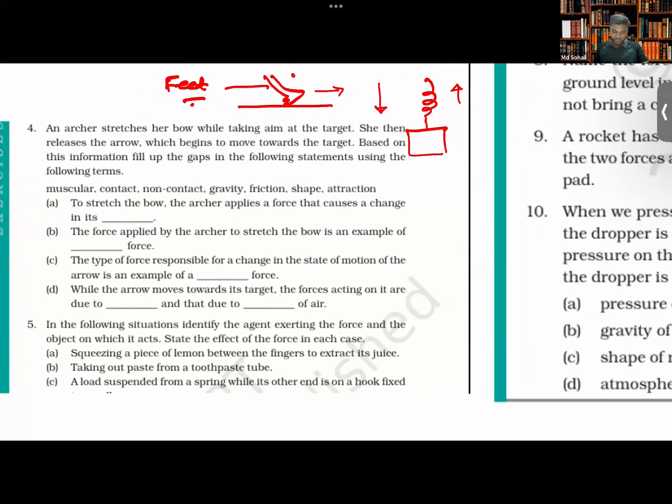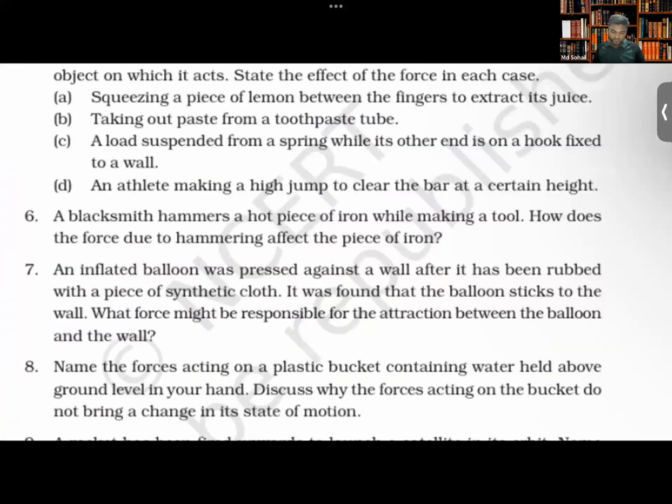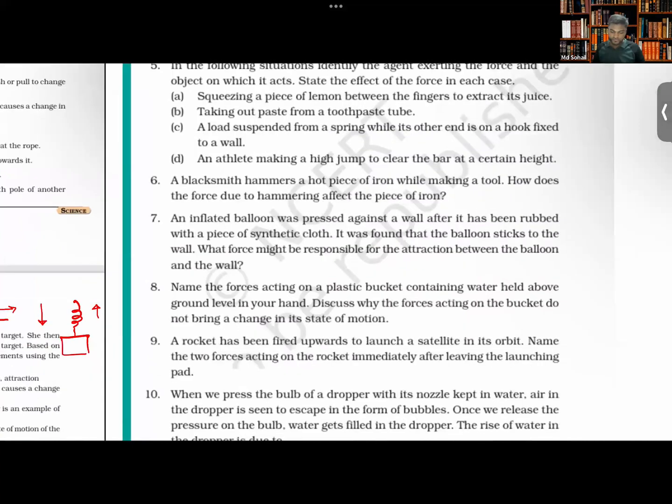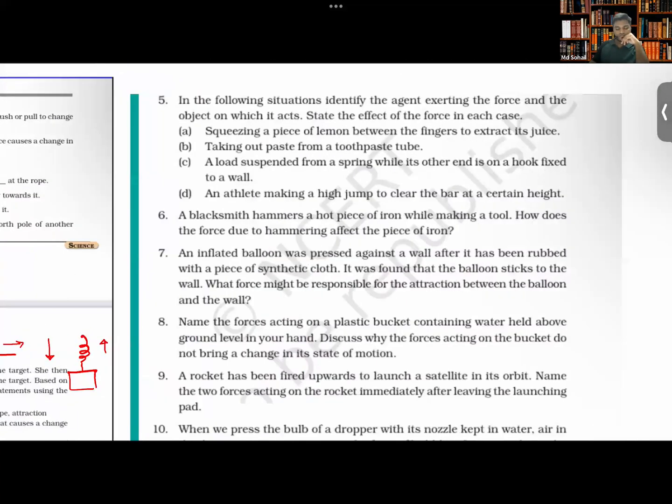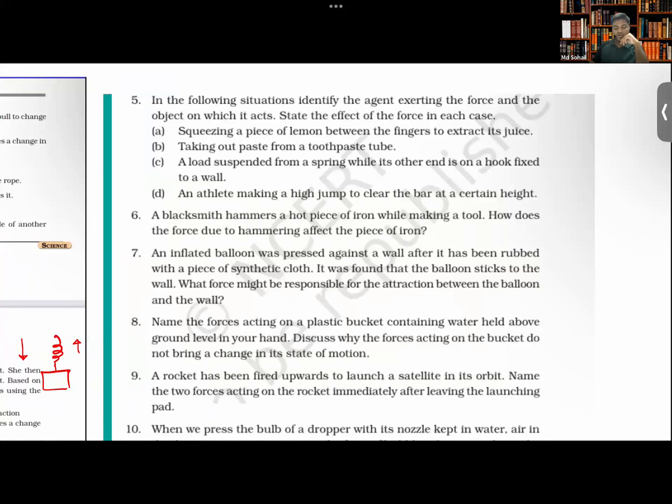Question number 6 here. A blacksmith hammers a hard piece of iron while making a tool. How does the force due to hammering affect the piece of iron? It changes the shape of the piece of iron.